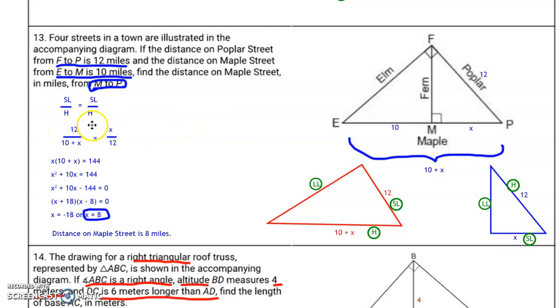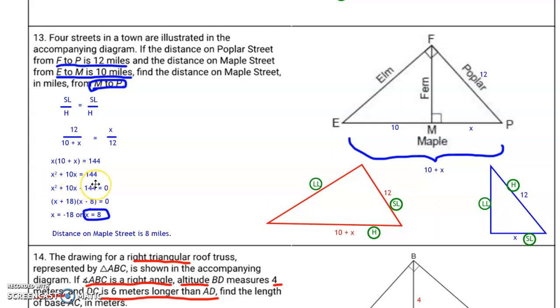My proportion looks a little bit more complicated than in the previous ones, but that's only because the hypotenuse of this larger triangle happens to be 10 plus x. But that's not a big deal, because I can still multiply by that binomial. So I did x times 10 plus x. That turns out to be a distribution problem, so I get x squared plus 10x is equal to 144.